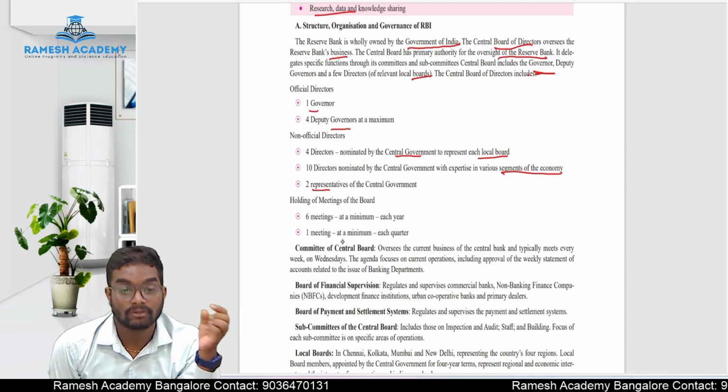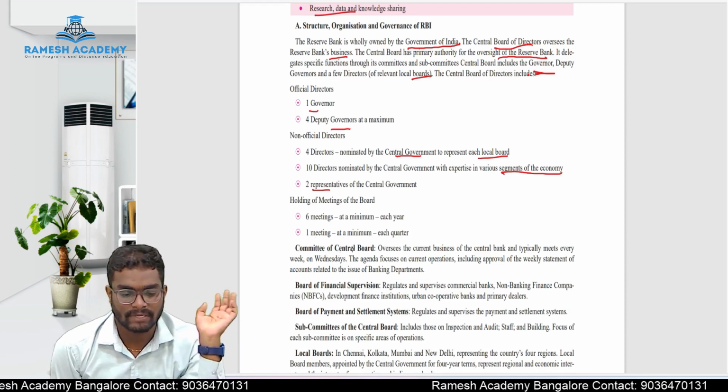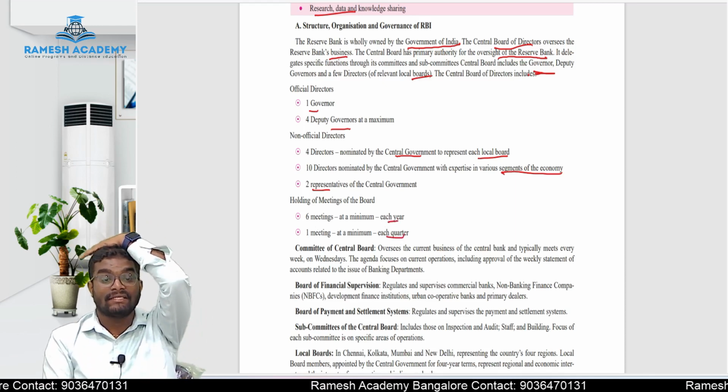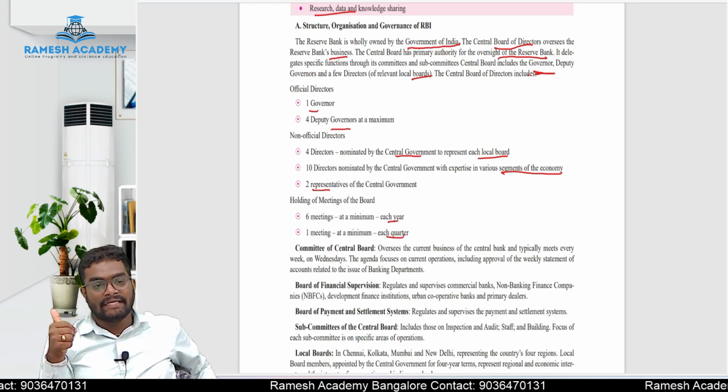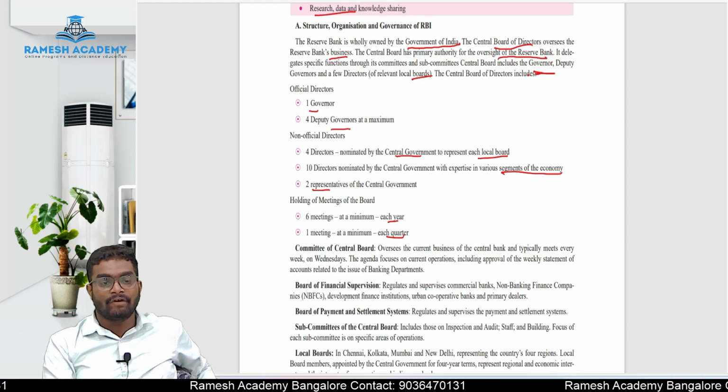Holding of meetings. Every company will have meetings, and the same is the case with RBI. RBI will have 6 meetings each year and at least 1 meeting in each quarter. So in total they should have 6 meetings in a year, but in each quarter they should have at least one meeting.